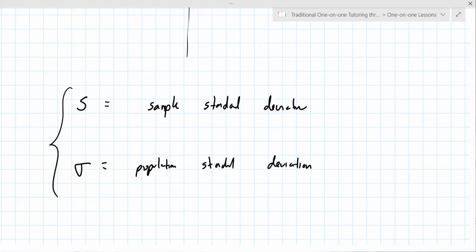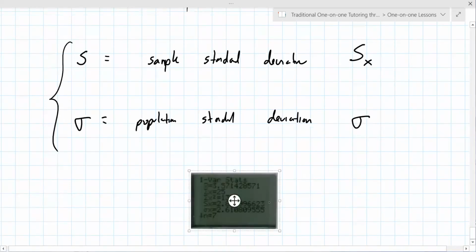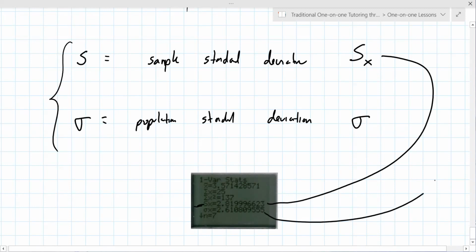Because it gives me sigma x, but doesn't give me sx. Well, it gives you sigma, and it gives you big Sx in your calculator when you do your one-var stats. Let me see if I can snip in a picture of one that has this done to show you. I just found this from a person online. So the Sx is this row, and then the sigma x is the other one. Gotcha. Easy.